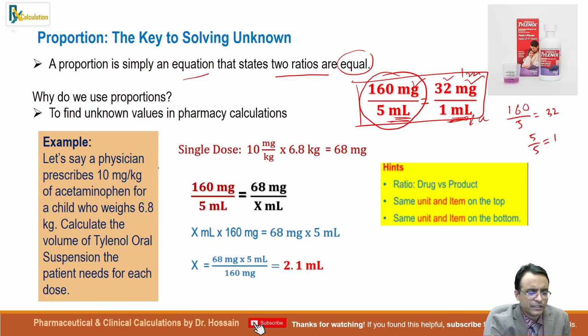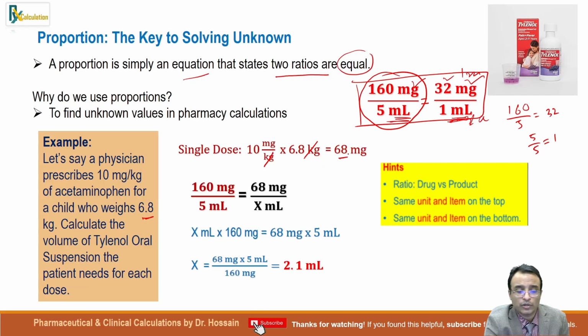Let's read this example. Let's say a physician prescribed 10 milligram per kilogram of acetaminophen for a child who weighs 6.8 kilogram. Your job is to calculate the dose in milliliter for this patient. So first we need to calculate the single dose in milligram. You can do this type of calculation using dimensional analysis. See, kilogram cancels out, so 10 times 6.8 is 68 milligram. So 68 milligram is the dose for this patient.